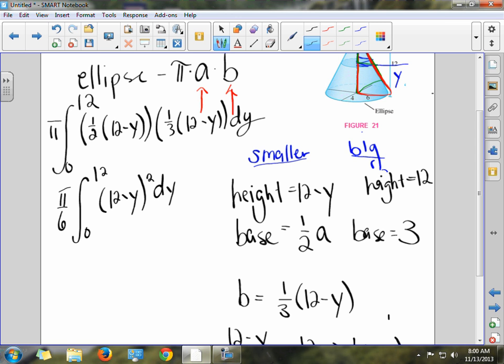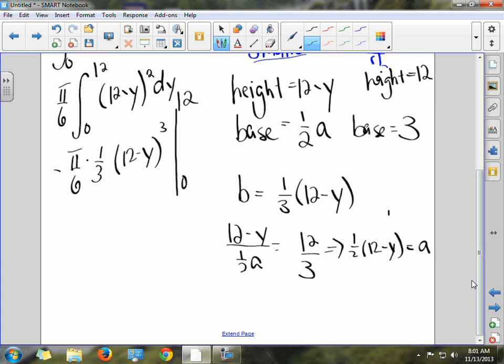So now we just integrate. This becomes negative pi over 6 times 1/3 times 12 minus y cubed from 0 to 12. So now I can plug everything in, and I get a volume of 96 pi.